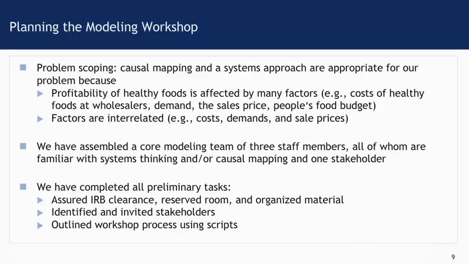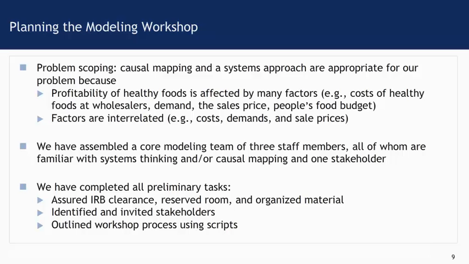Now let's work through the 2 planning phases for our workshop. First, we do the problem scoping. Causal mapping and a systems approach are appropriate for our problem because there are many factors that affect profitability of healthy foods. For example, costs of healthy foods at wholesalers, the demand for healthy foods, the sales price, and people's food budget. And many of these factors are interrelated. If you think, for example, of how costs, sales price, and demand are interlinked, you see that we will likely have many interrelations and feedbacks between the variables that drive profit.